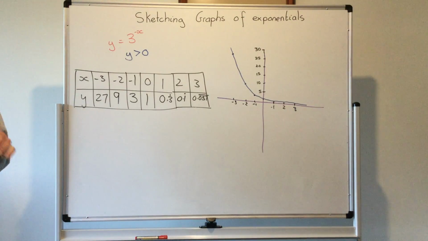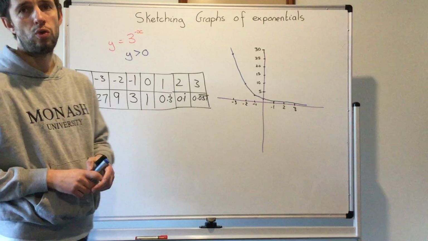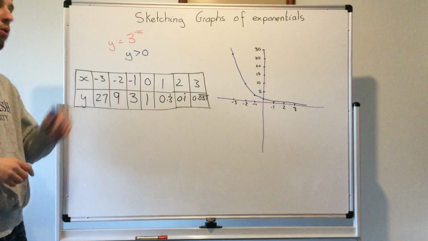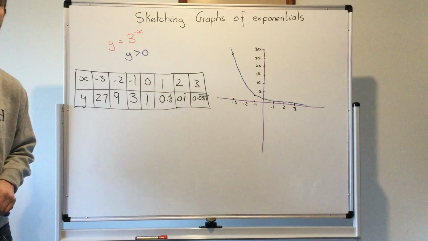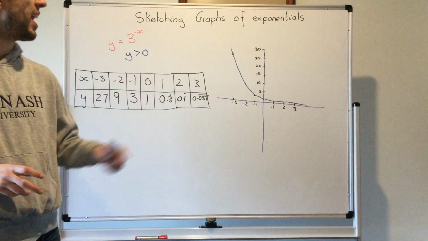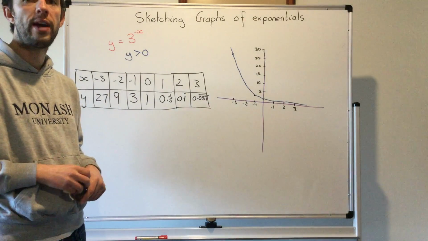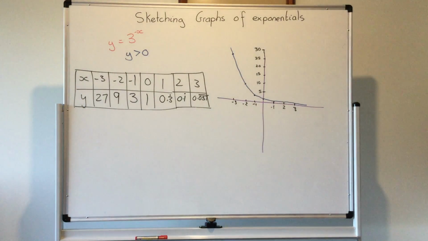Okay, and that is how we graph an exponential. We can just select points and then substitute them onto the graph. I really hope that helps you understand how to sketch a graph of exponentials.